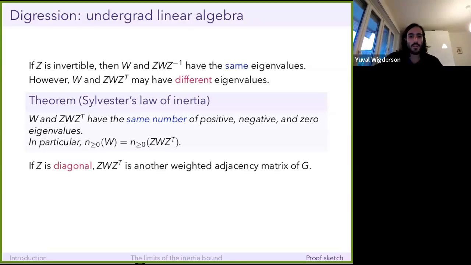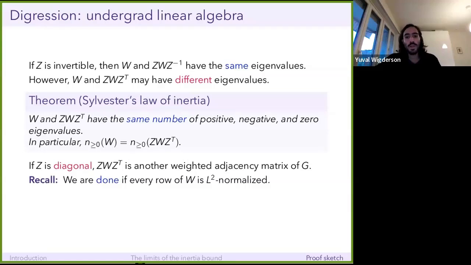And another important observation is that if this matrix Z happens to be diagonal, oh, sorry, I should say Z because we're in Canada. If this matrix Z happens to be diagonal, then ZWZ transpose is another weighted adjacency matrix of the graph, right? Because ZWZ transpose is just scaling all the rows by something, scaling all the columns by something. We said this matrix is invertible, so none of the things we're scaling by is 0. And so we just get another weighted adjacency matrix of the graph because we don't change the positions of any of the zeros.